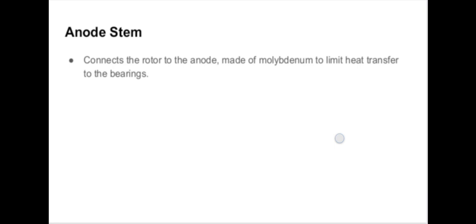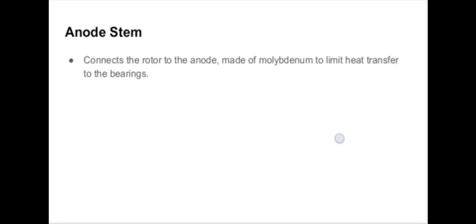The next is about the anode stem. Usually this anode stem connects the rotor to the anode and it is made up of molybdenum to limit the heat transfer to the ball bearings. Usually the anode disc is mounted on a stem that is attached to the rotor.